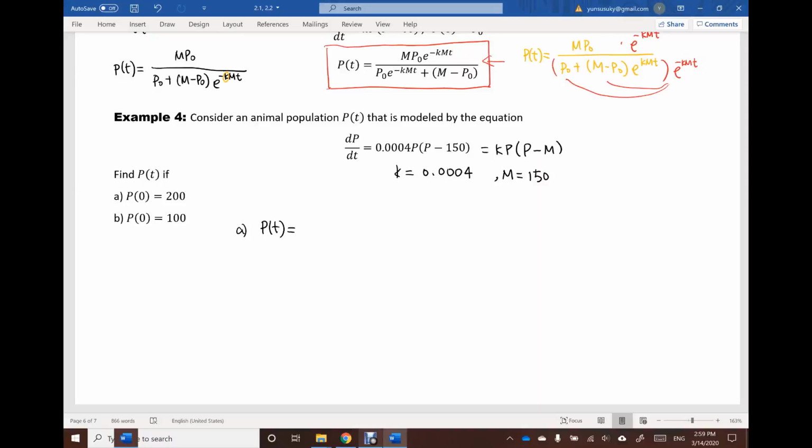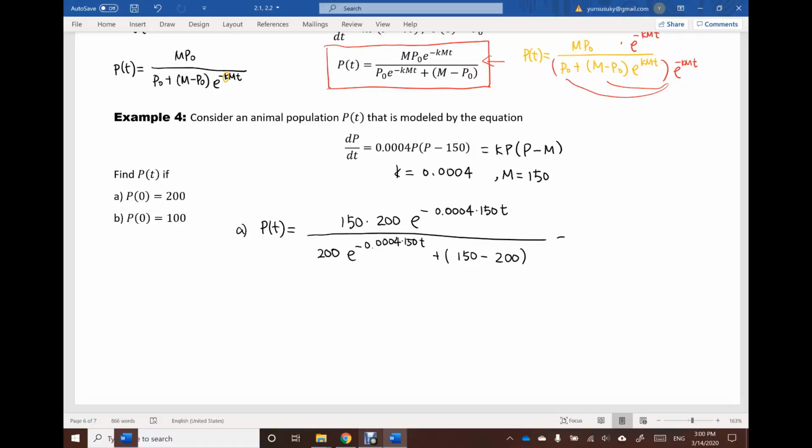Okay, M is 150, P0 is 200, e to the minus K, K is 0.0004, M is 150, T all over P0 200, e to the minus 0.0004 times 150, T plus M 150 minus P0 200. Okay, so what is that? Let's see.